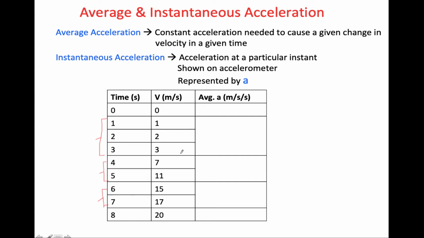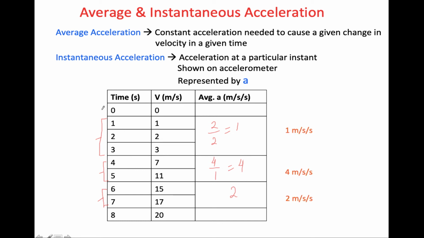So in the first 3 seconds, the speed changes from 1 to 3. So the average acceleration would be the difference in the speed over the time taken. So that gives us a value of 1. For the second time interval from 4 to 5 seconds, this is a change in speed of 4 over a time interval of 1 second. So the final value of acceleration would be 4 meters per second squared. Similarly, for the last time interval, the acceleration is 2 meters per second squared.